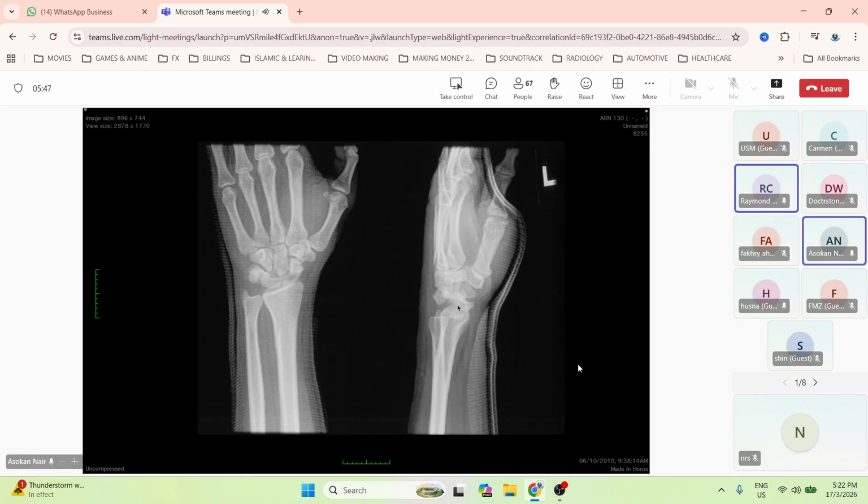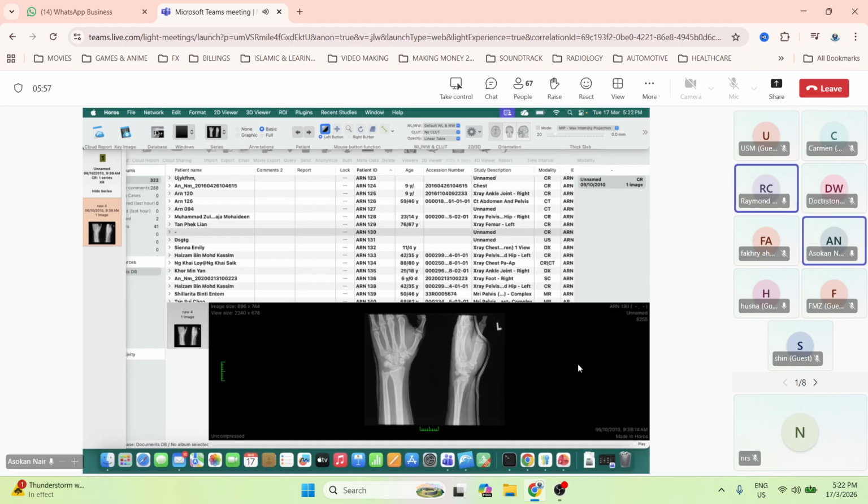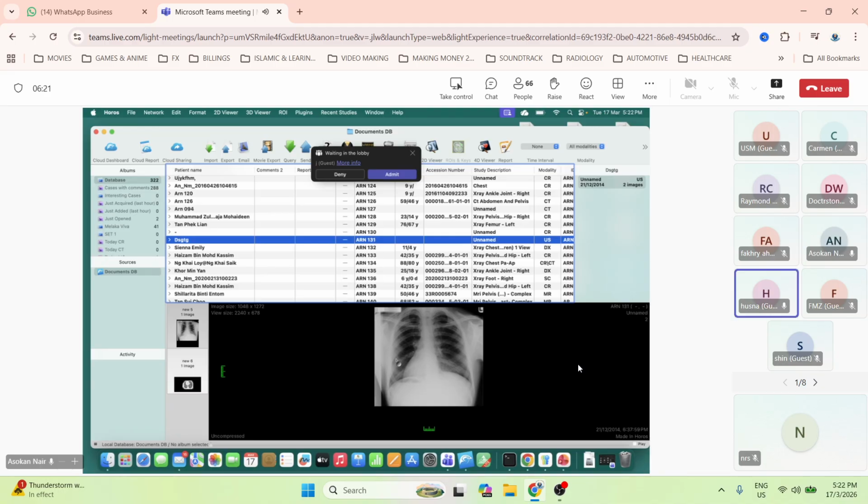Okay. Because with all these dislocations, you want to make sure there's no scaphoid fracture. Is scaphoid fracture more common in the lunate or perilunate dislocation? Not sure about that. Is that called a trans-scaphoid perilunate dislocation? Isn't that how it's said? Yes. Okay then.